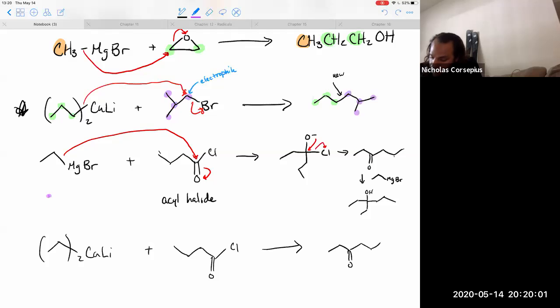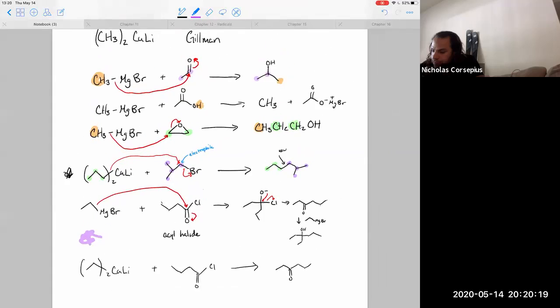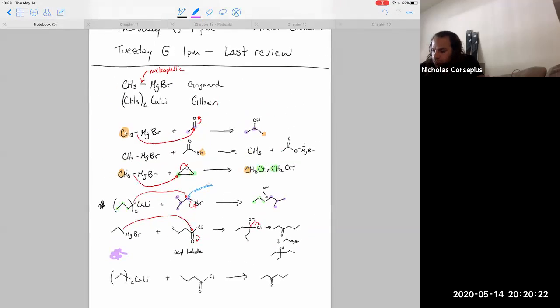All right, so I like to stack these examples next to each other, because of course we have these organometallics filed away in the same place in our brain, but this is a great example of how the Gilmans just aren't quite as good nucleophiles as the Grignards. So, crash course in organometallics.